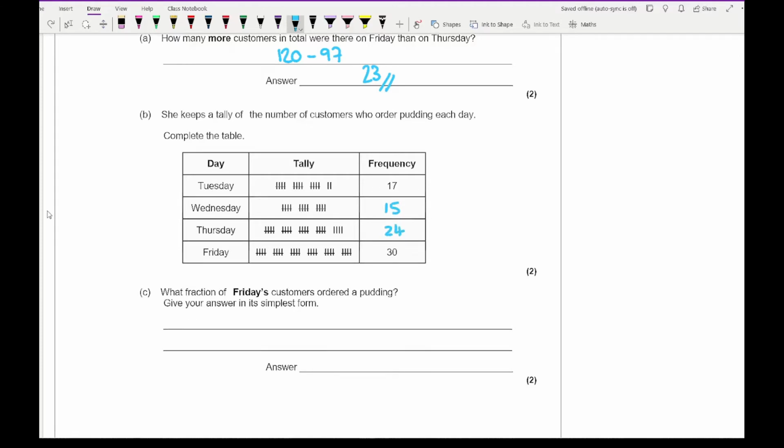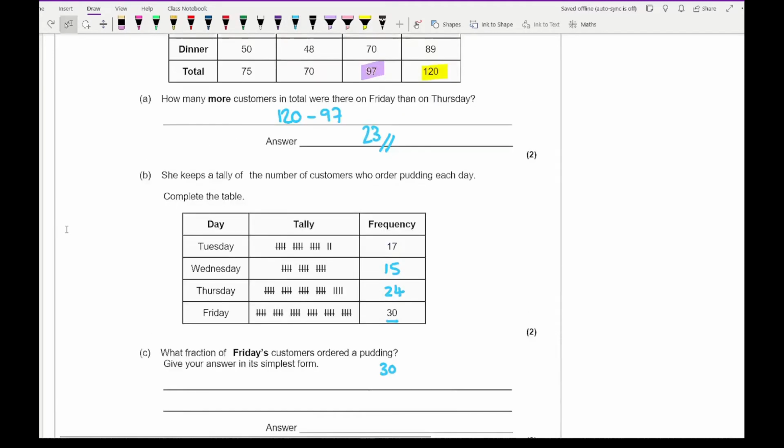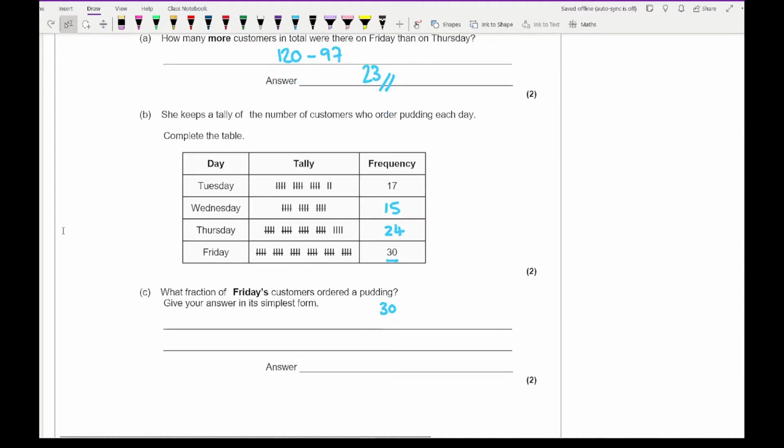It then says what fraction of Friday's customers ordered a pudding. So here all we need to do is simply look at the Friday puddings, which was 30, and how many customers did we have on Friday. If we look back at the original table, there was 120. So I do 30 over 120.